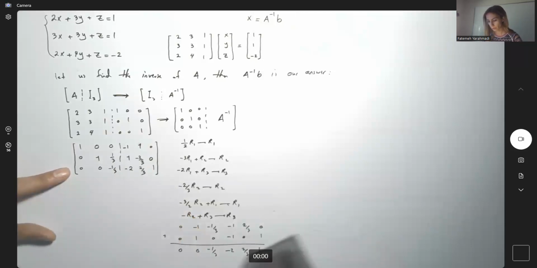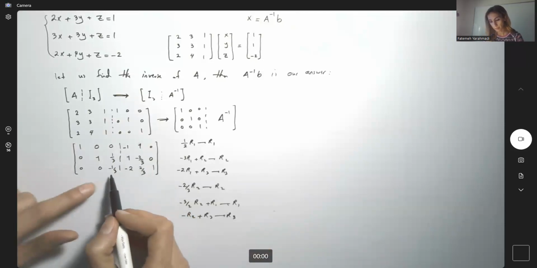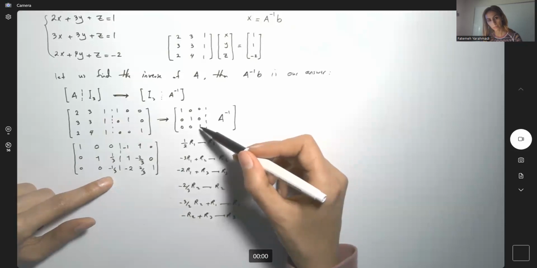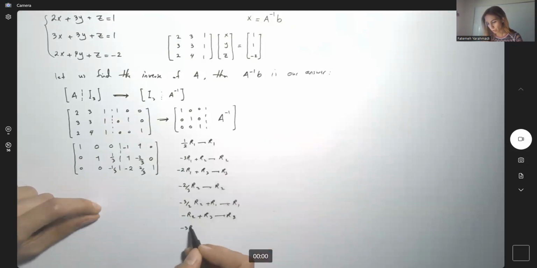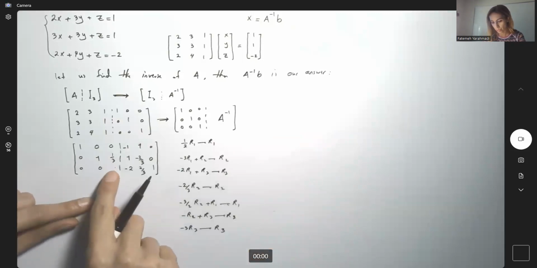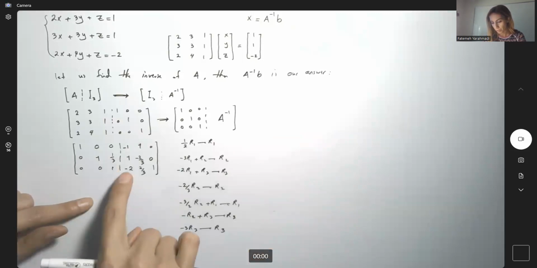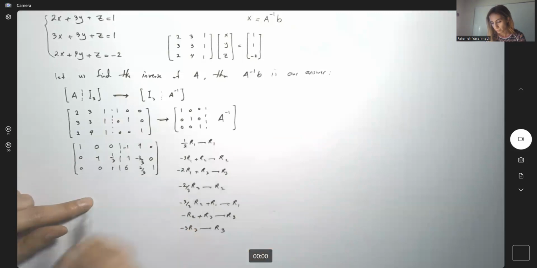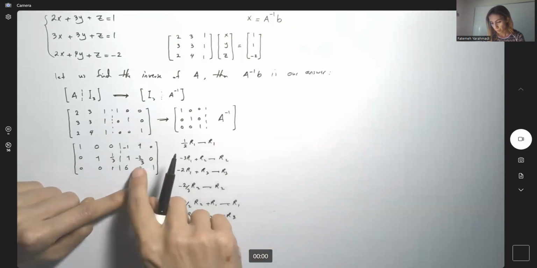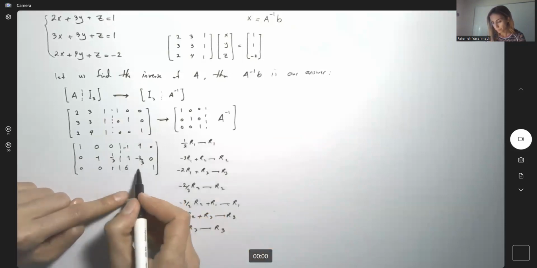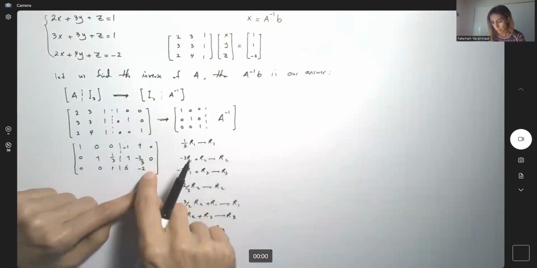Perfect. So far, so good. Now, take a look at the last element. This guy must be equal to 1, but it is negative 1/3. So we're going to multiply the third row by negative 3. Negative 3 times R3 becomes our new R3. So this guy is just 1. This becomes 6. And this guy is negative 3 times 2/3, negative 2. And this is just negative 3.